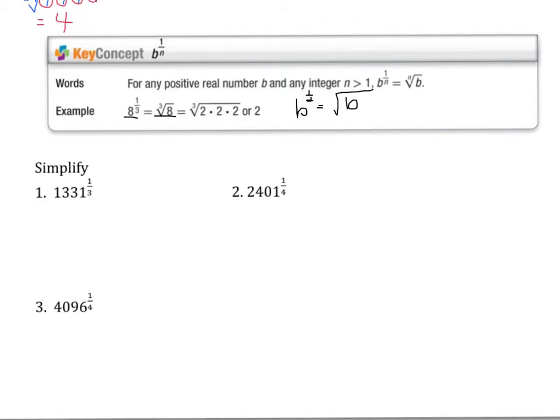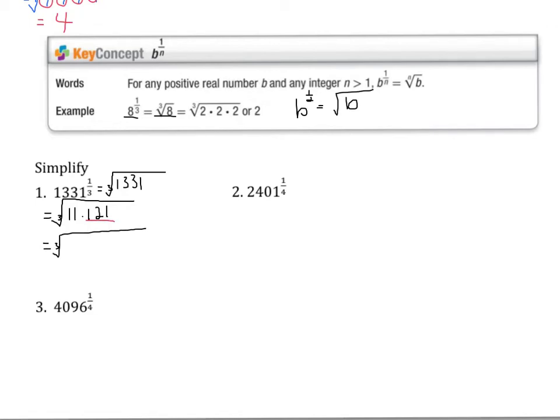Okay, so we're going to take a look at our first example, and what we have here is 1,331. We're saying what is the cube root, because it's to the 1/3 power, of 1,331. And then we're going to break 1,331 down. If we divide that by 11, then we get 11 times 121. And we can divide this 121 by 11 again.